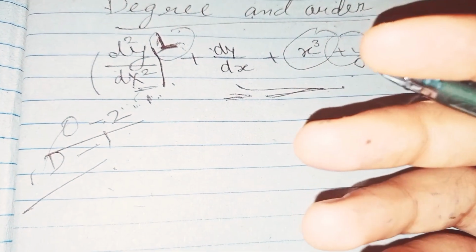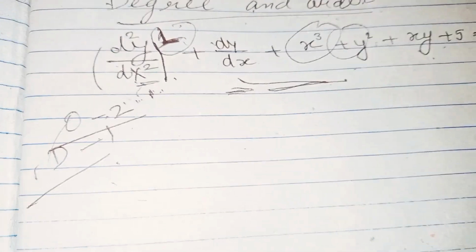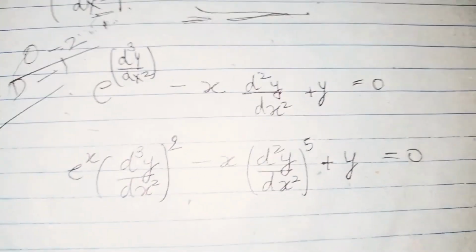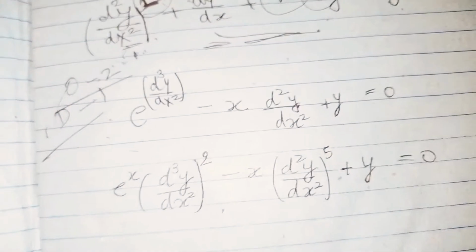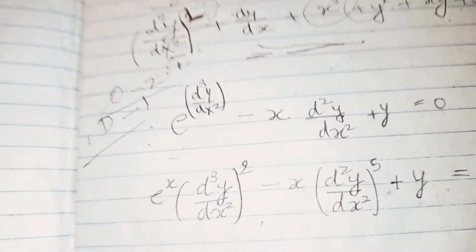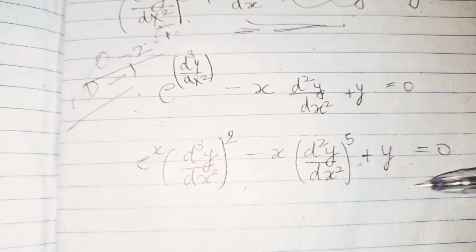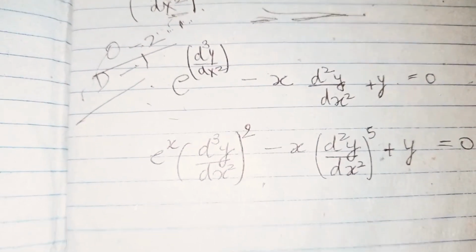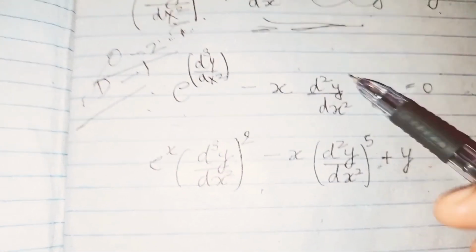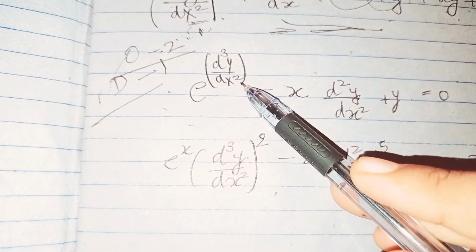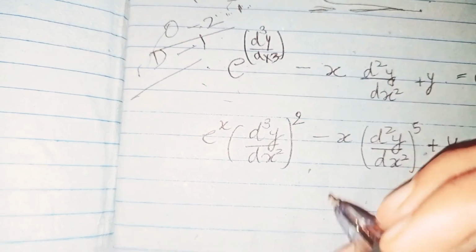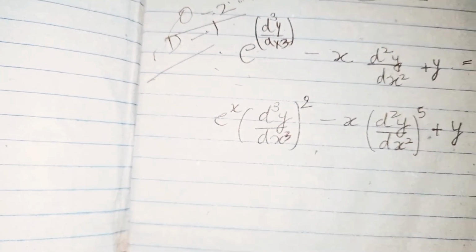Now we will do some more examples to understand it more clearly. So here we have two examples. We are going to discuss their order and degree. What is the order of this equation and this? As we have said, we can define the order. Here it is differentiated 3 times, so its order will be 3.